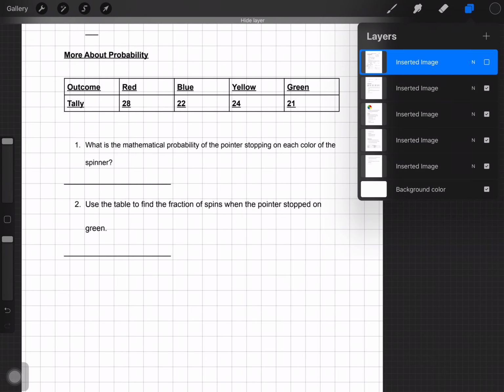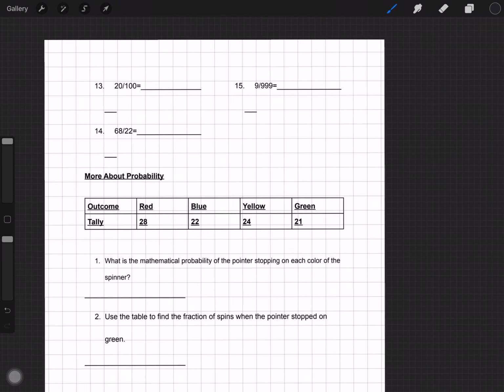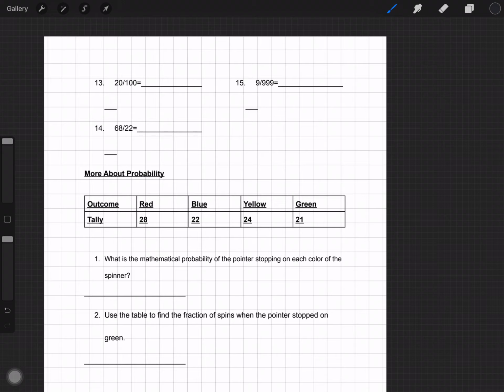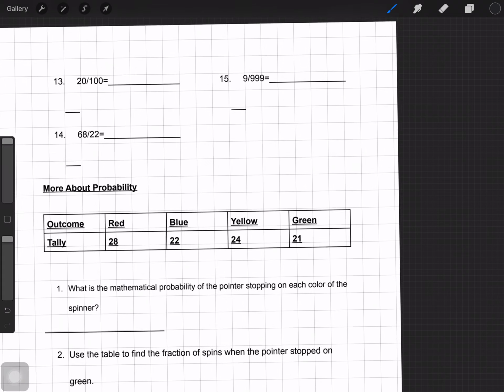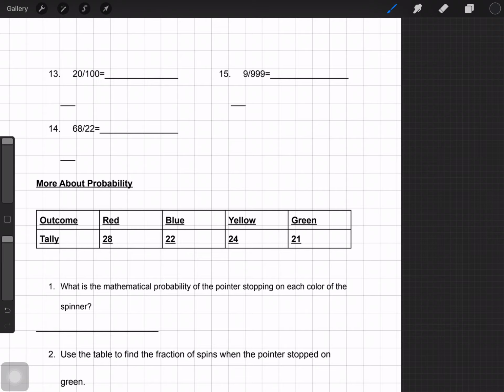The second worksheet that you should have gotten says, well, the top part is the same, the simplify fractions. The second part is more about probability. Number 1, or let's look at the table. The table, basically, your outcome can either be red, blue, yellow, or green, and the tally after trials is 22, 28, 22, 24, and 21.